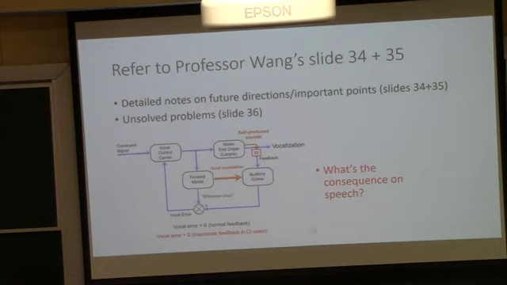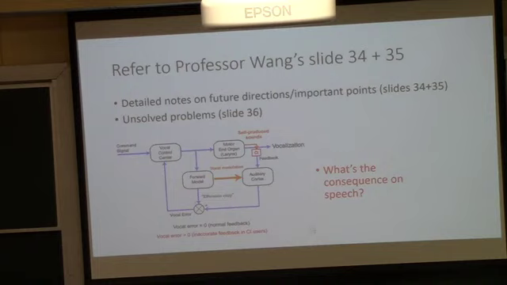Okay, so for the next couple of slides, I didn't want to regurgitate onto my slides because it's basically just a ton of bullet points that he puts there. I think if you read through them, you'll get a really good idea of future directions and important points. So I would still take a look at those, but they're not included in one of these slides. And then unsolved problems with the cochlear implant are on slide 36.